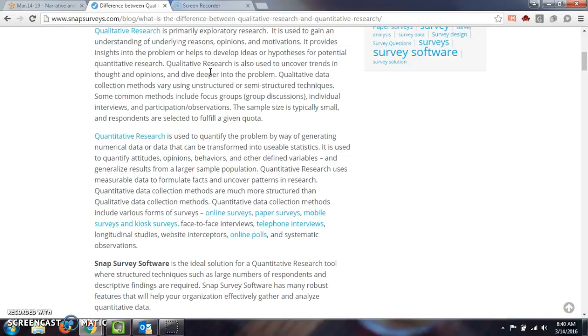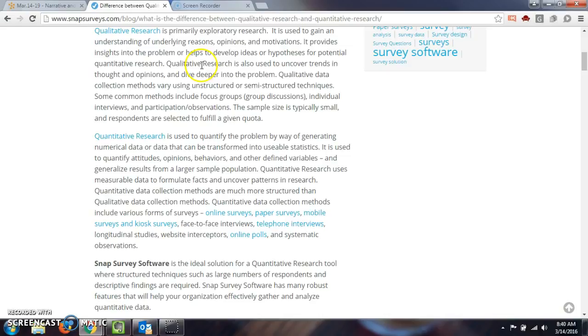So that's what's going on with qualitative and quantitative research. There's certainly a difference between the two. Qualitative is a newer type of research. Quantitative has been around for a while, the crunching of the numbers and doing statistics and so forth. But qualitative is relatively new.